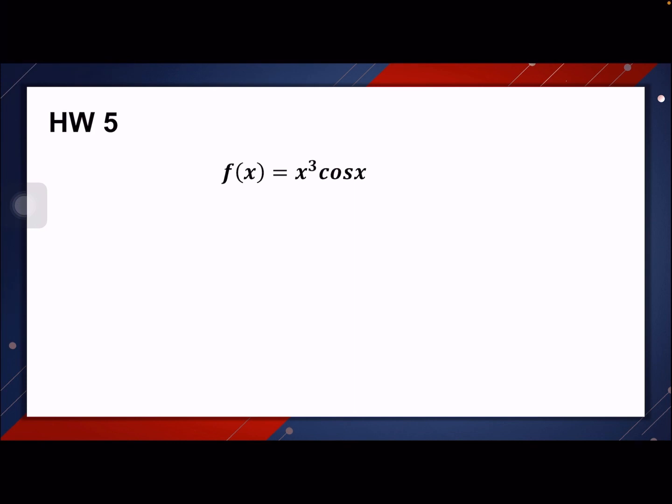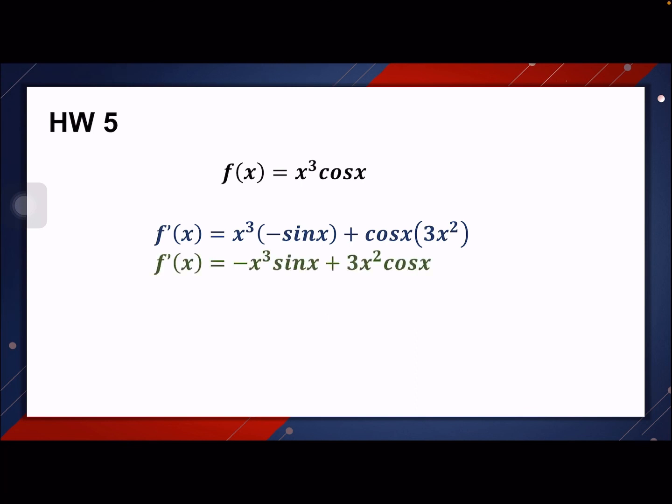To find the derivative of f of x, still the chain rule needs to be applied, and the answer would just be negative x cubed times sine x plus 3x squared times cosine x.